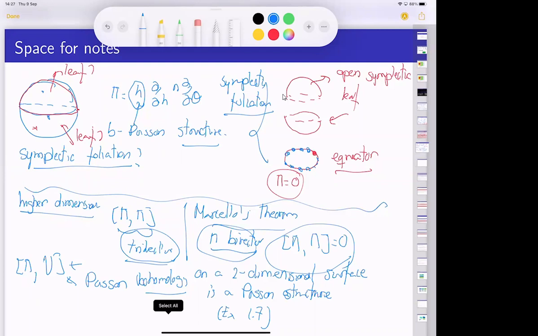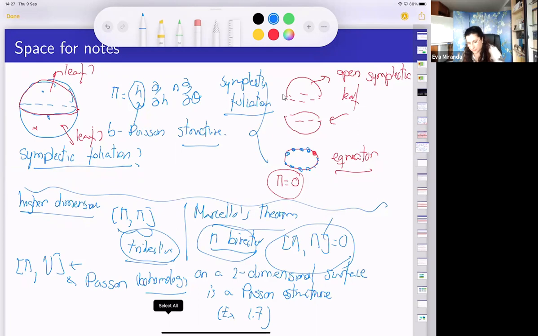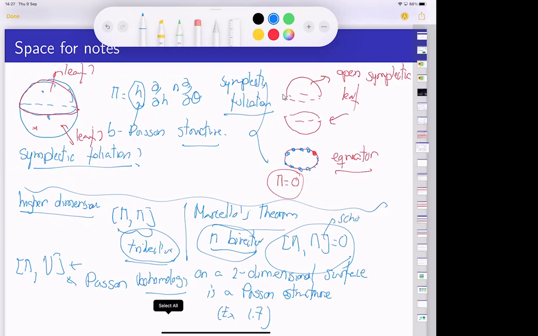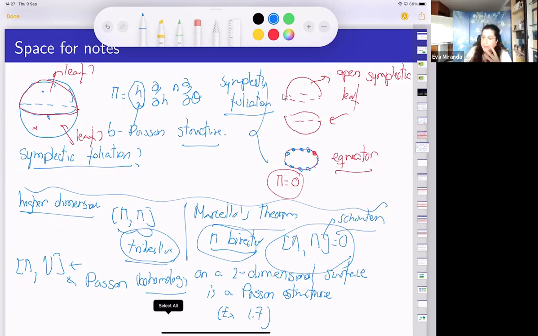Okay, I'm not going there, but a related question, as Marcelo put it, like this bracket of pi with pi equal to 0, this Schouten-Nijenhuis bracket, does it have to do with integrability? Yes. That's a very good question. Indeed, I often call this an integrability condition.